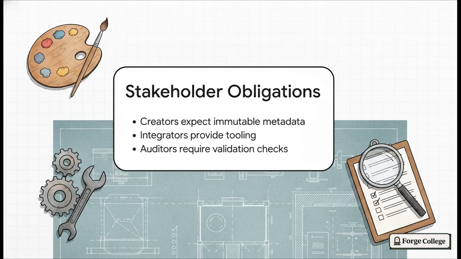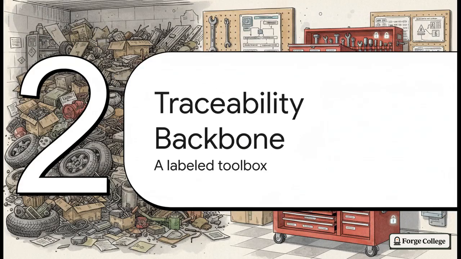Then you have integrators. That's the builders. They have to provide reproducible tooling like rock-solid CID generation and dependable storage deals. And finally, the auditors. They're your building inspectors, and they require highly measurable validation checks. Why does all this actually matter? Because getting into this specific mindset is what finally turns your vague, ambiguous wish lists into a concrete, enforceable engineering blueprint.